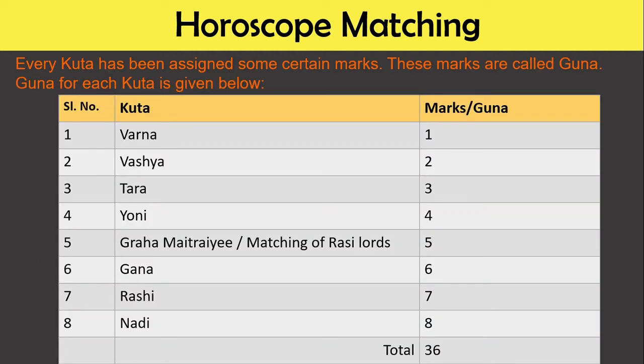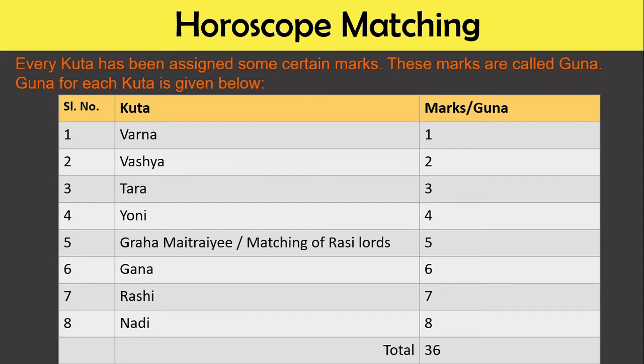Every kuta has been assigned some certain marks. These marks are called guna. Guna for each kuta is given below. See, in the order of the kutas, the marks increase by 1.